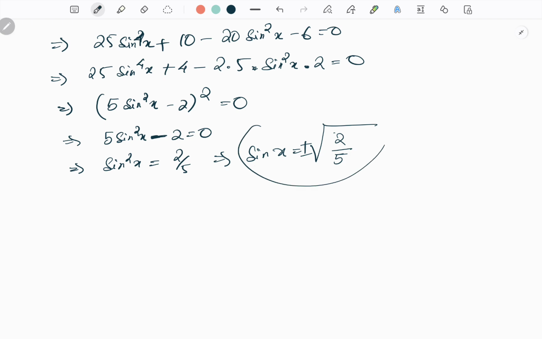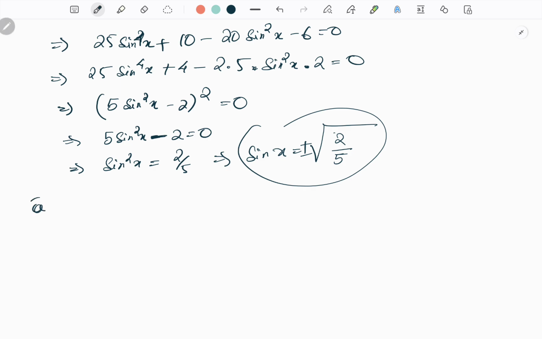Actually we do not require the value of sin x, so we need not bother whether sin x is plus or minus root over, whether it's positive or negative, because most of the options are related to the value of a trigonometric function which is on the power of an even number.